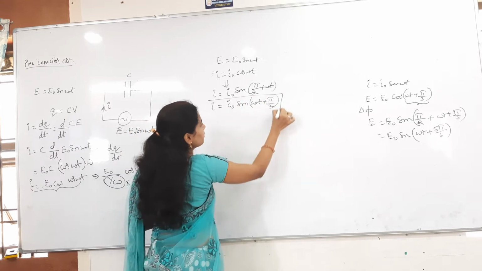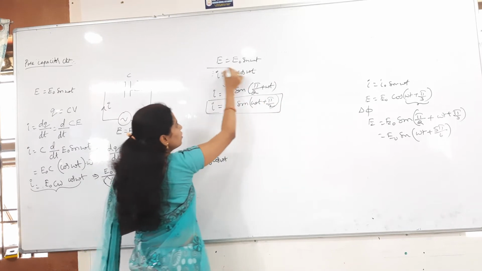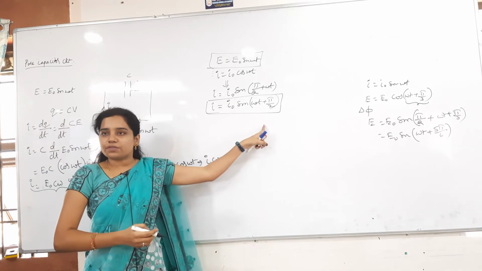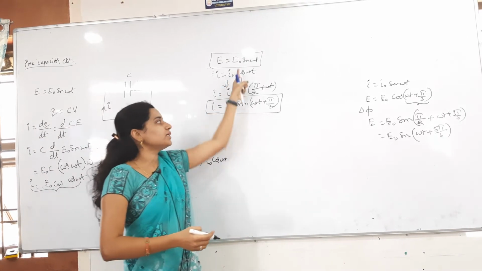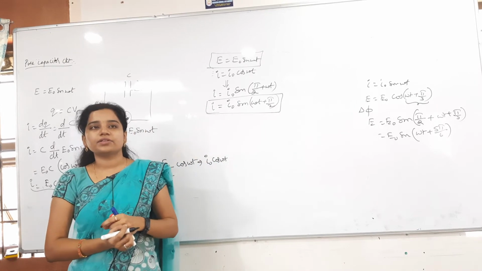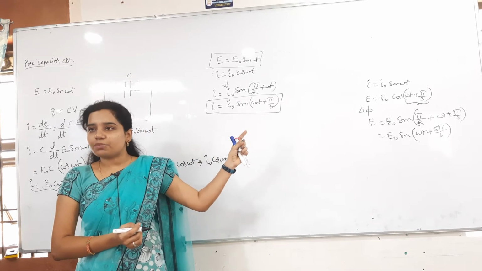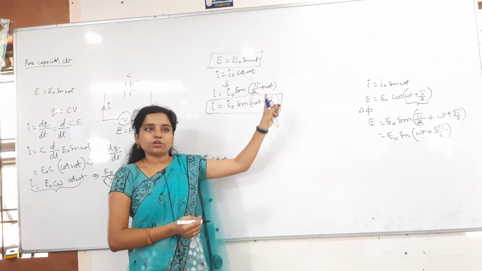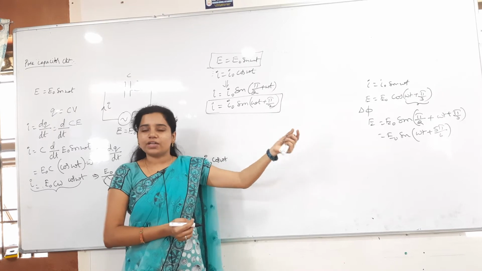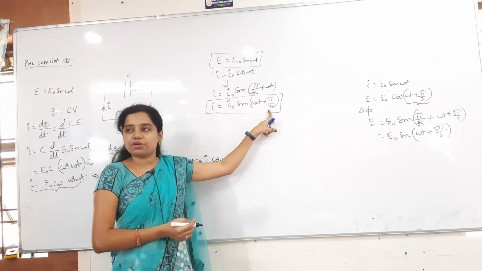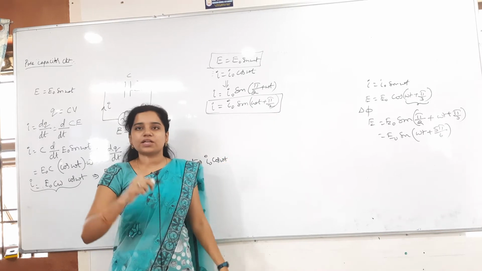This is the current we got, and this is the voltage we have taken. Now what is the phase difference between them? Pi by 2 is the phase difference. Why? Because this is omega t and this is omega t plus pi by 2. Now who is leading, who is lagging? Current is leading. Why? Because current has plus pi by 2, it is already going forward. Whenever the voltage is 0, at that time current already has the maximum value. Why? Because sin 90 is equal to how much for us? 1.